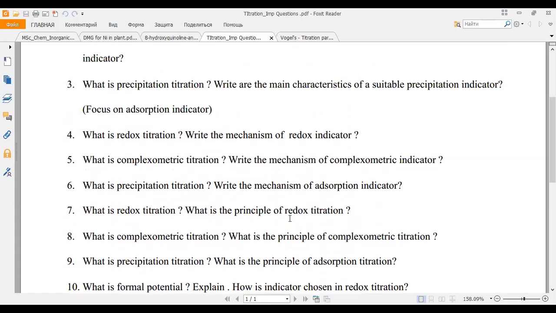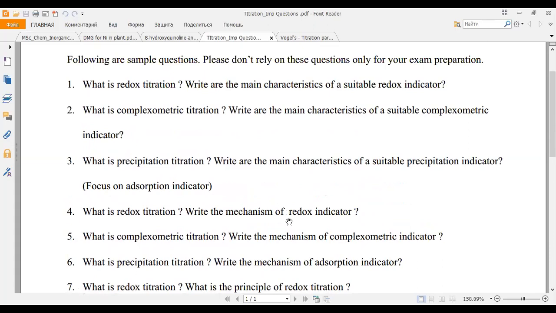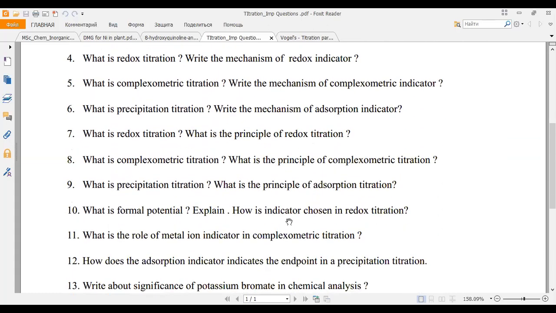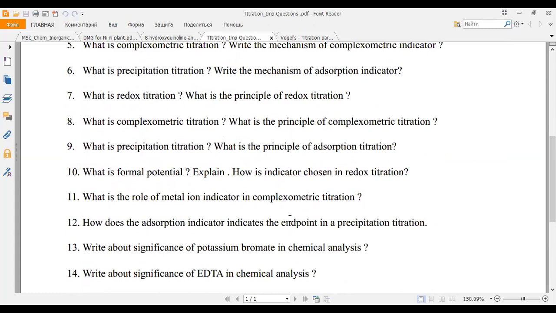So again, we are focused on three types of titration: redox, complexometric, and precipitation. The first part is the characteristics of the indicator, the second part is the mechanism of the indicator, and the third part is the principle of the different types of titration. The answers are very similar, however you have to focus on what the question is asking for. Now we go to question number 10.